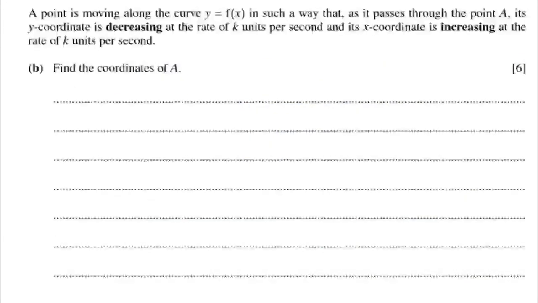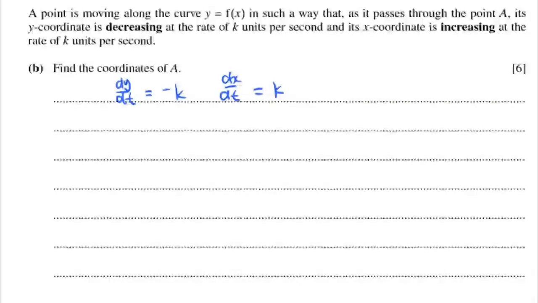Right, so we're told a point's moving along the curve of the function that we know in such a way that as it passes through some point A, its y-coordinate is decreasing at a rate of k units per second, and its x-coordinate is increasing at a rate of k units per second. Okay, we can take that information and form two rates of change. The change in y over change in time is equal to negative k because it's decreasing at k. And the change in x over the change in time, this is per second, is equal to a positive k.